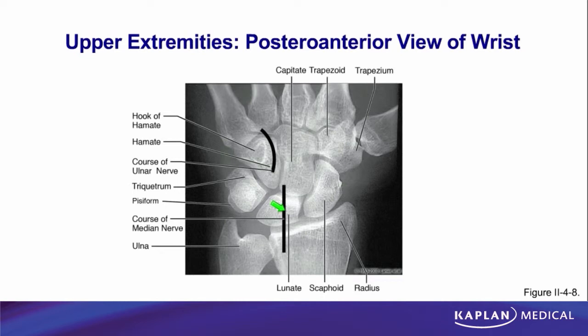Lunates tend to dislocate, scaphoids tend to fracture. And it's the architecture of those bones that causes that. Let's take a look at why that is. Let's look at the lunate first.